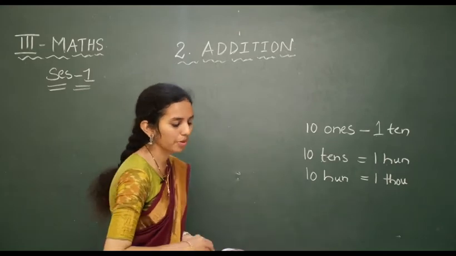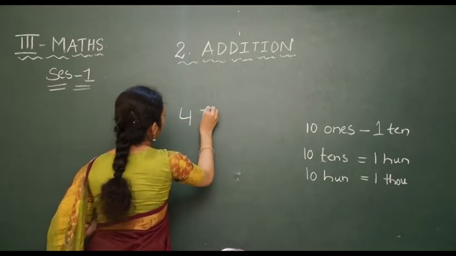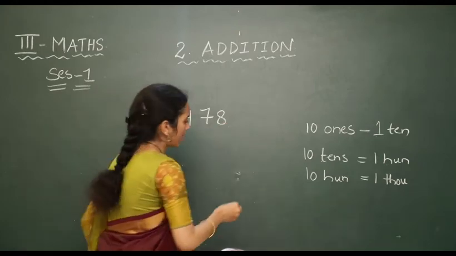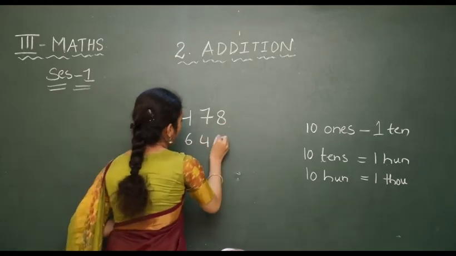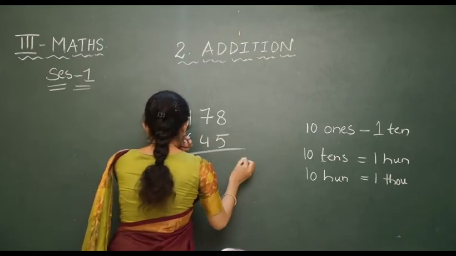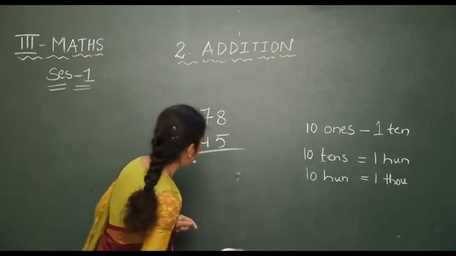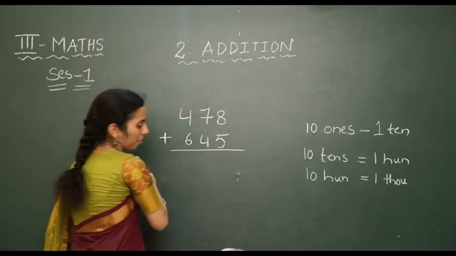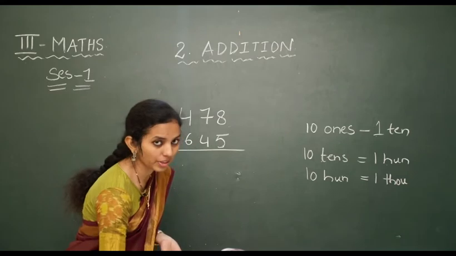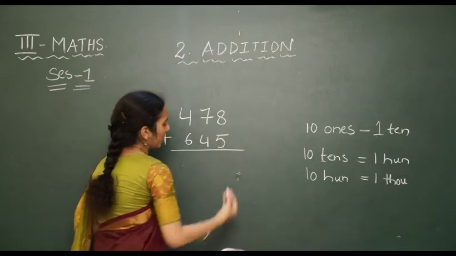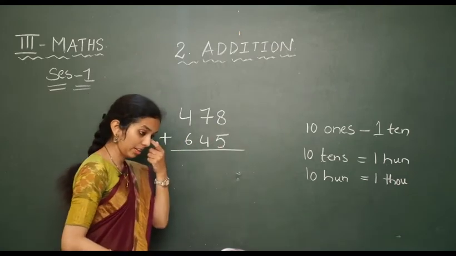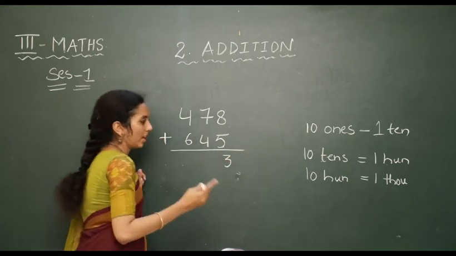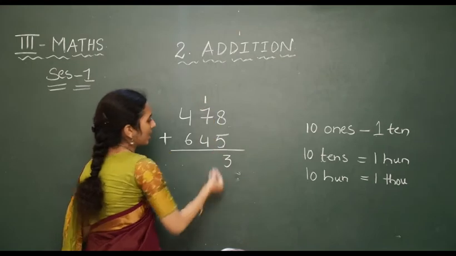What is regrouping of hundreds? 478 plus 645. How do we add these numbers? The process is the same, but let us see what result we get. 8 plus 5 is 13. 13 is 10 plus 3. So, 3 in the ones place, and the 10, that is 1 ten, goes to the tens place.